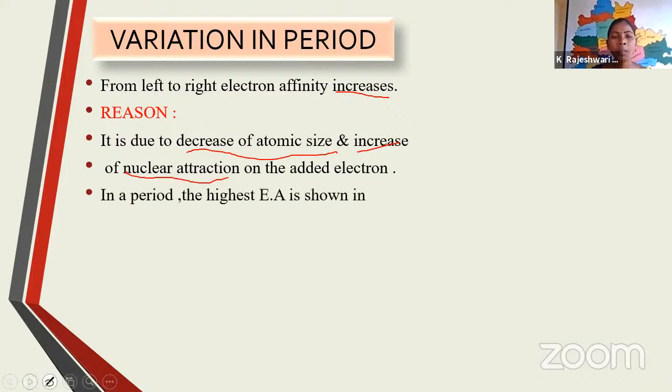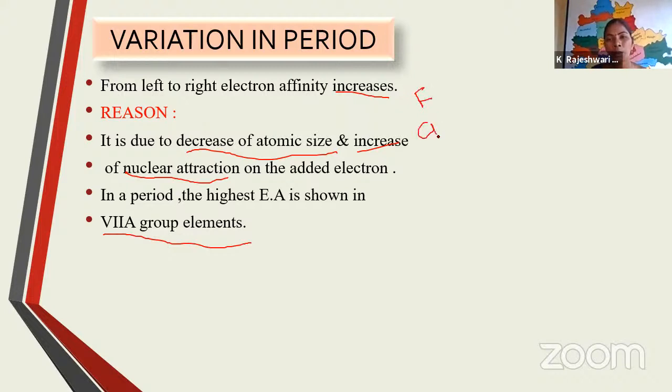In the total periodic table, the highest electron affinity is shown by the 7th A group elements. What are the 7th A group elements? Already we have discussed. They are fluorine, chlorine, bromine, iodine, and astatine. These are the 7th A group elements which we have discussed.